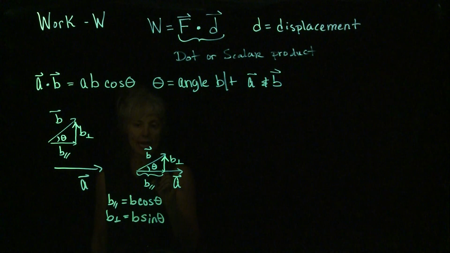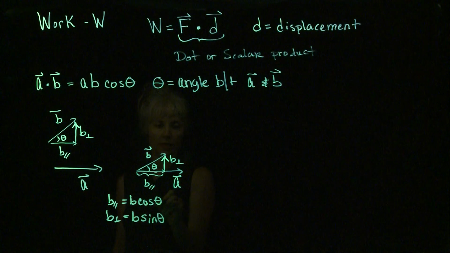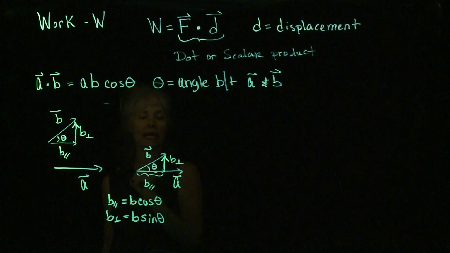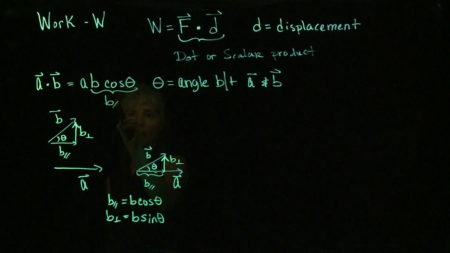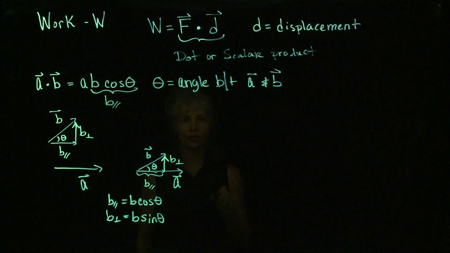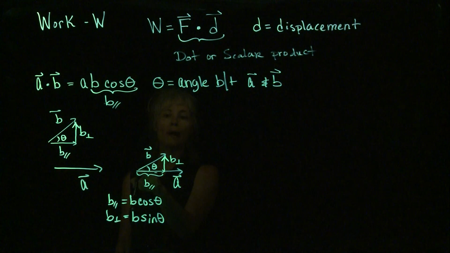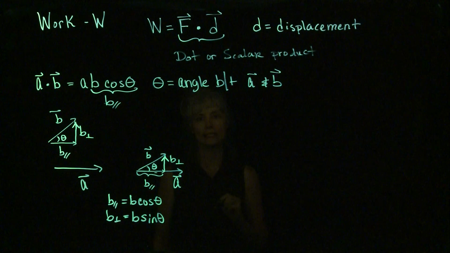So if I take this length that is along the direction of A, which is B parallel, B cosine theta, and I multiply it by A itself, then I have exactly AB cosine theta. In other words, this part right here is B parallel. So I'm taking the magnitude of one vector and multiplying it by the magnitude of the other vector that is along the same direction. So I'm taking vector A and multiplying its length by the piece of B that is along A's direction. That is what the dot product is implying.